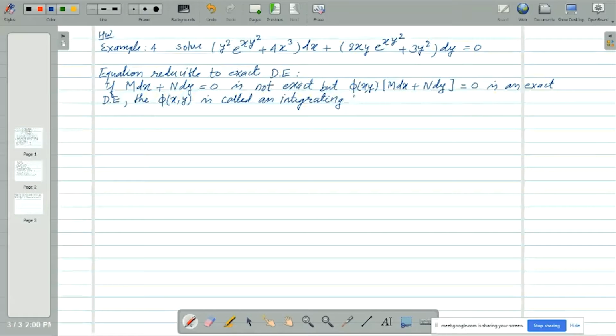This is called the integrating factor. See here, this is the given differential equation. If I multiply the given differential equation by its integrating factor, then that differential equation becomes exact, and you can find the solution of that differential equation easily by multiplying by the integrating factor. So let us do a problem based on this, then you will understand the concept better.